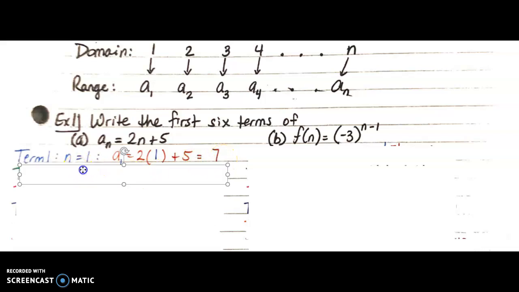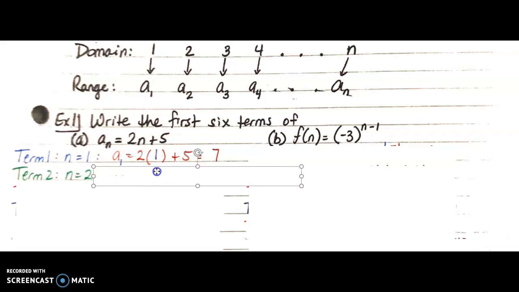Term 2 of the sequence means that now our n is equal to 2, and we do the same exact thing. We plug in 2 for n. So we have a sub 2 is equal to 2 times 2 plus 5. 2 times 2 is 4, plus 5 is 9. So a sub 2, the second term, is equal to 9. So far our sequence goes 7, 9.